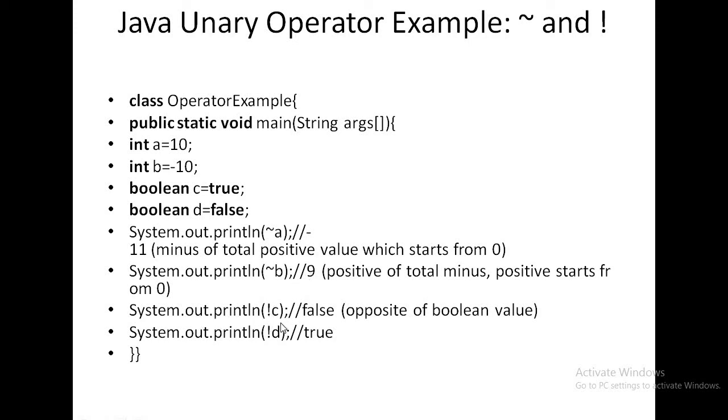System.out.println negation of c. Negation of c means just true is changed to false, the opposite of the boolean value. And negation of d means false is changed to true. Okay. So, this is all about incrementation, decrementation, one's complement and negation. These four unary operators are present in Java.